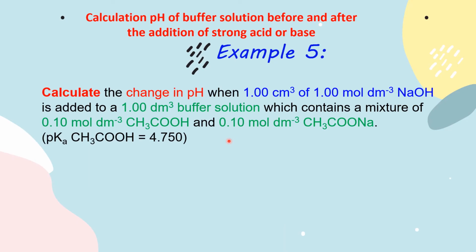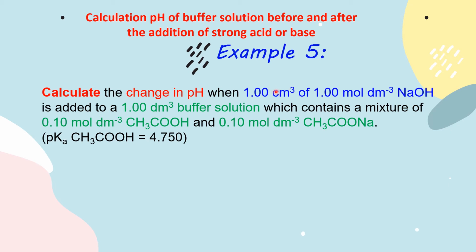After the simple question, now we move to a higher level. Calculation of pH of buffer solution before and after the addition of strong acid or base. Let's look at example 5. The question: calculate the change in pH when 1 cm cube of 1 molar sodium hydroxide is added. So this is strong base added to the buffer solution. The volume of the buffer solution is 1 dm cube.